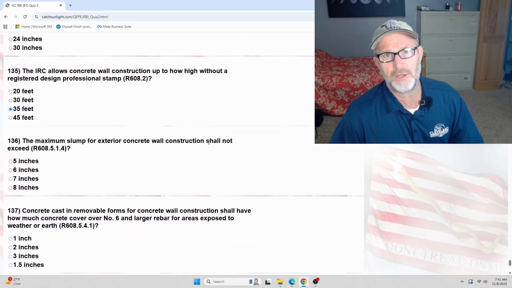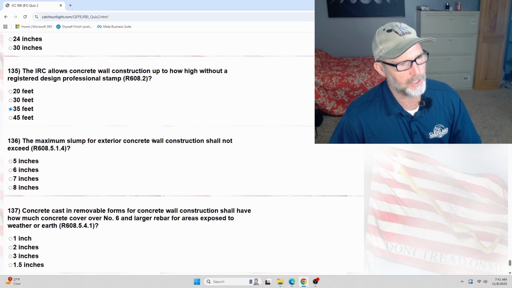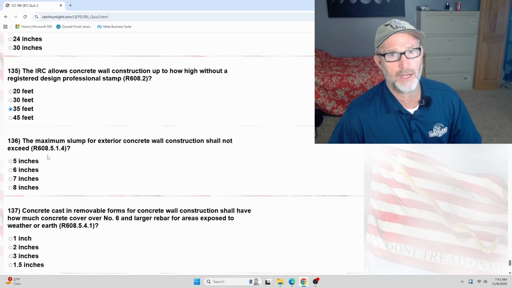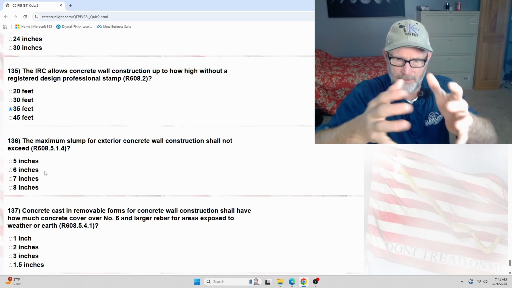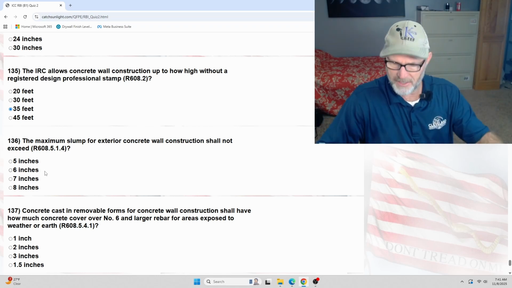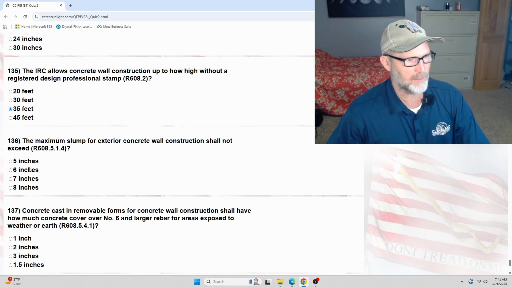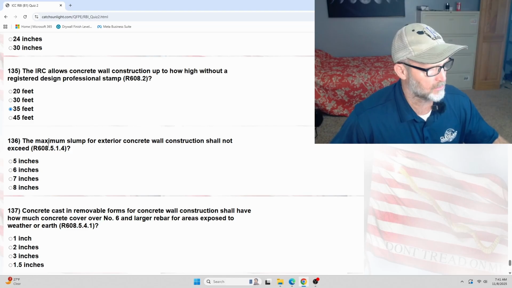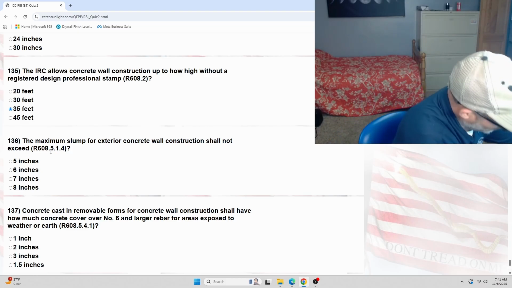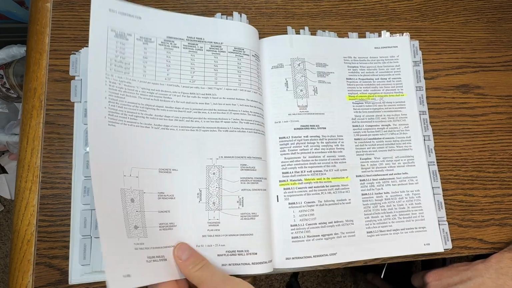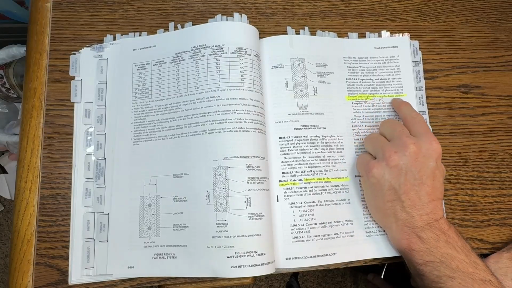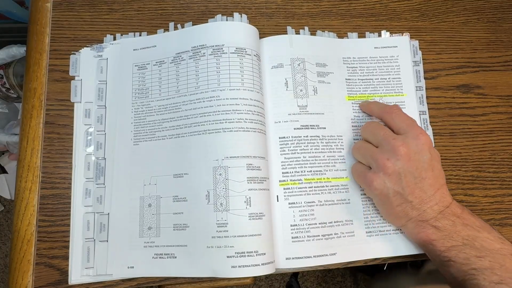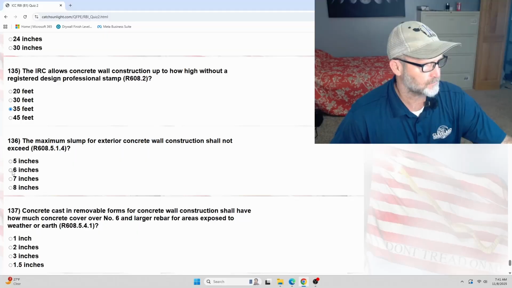All right, 136. The maximum slump for exterior concrete wall construction shall not exceed what? So the slump is, you're going to measure it, pour it in the little cone, pull it up, it's going to spread. What is the maximum slump spread? So let's go to 608.5.1.4. 608.5.1.4 right here. Slump of concrete placed in removable form shall not exceed 6 inches. So the answer there is 6 inches.